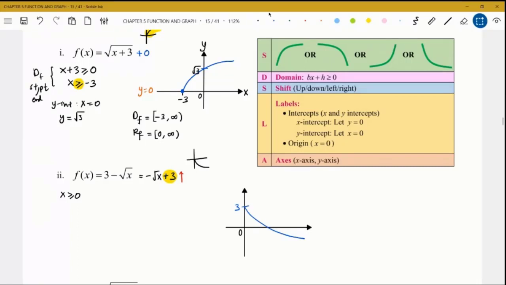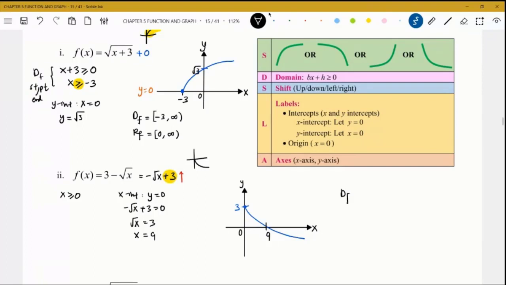Okay, so we have it here. So we can see we need to find your x-intercept. So cari x-intercept kita. Bermaksud when y equal to 0. So negative square root x plus 3 equal to 0. Square root x equal to 3. So x sama dengan berapa? Nine. Okay, good. So we have it here will be 9. Okay, so y exists, x exists.